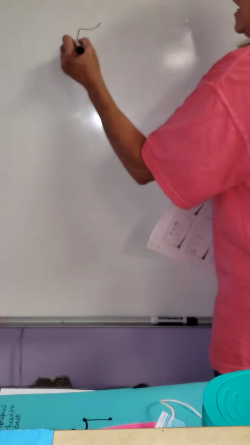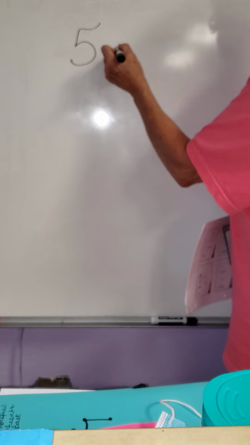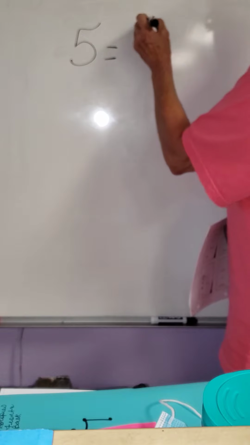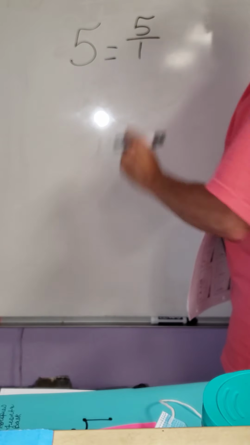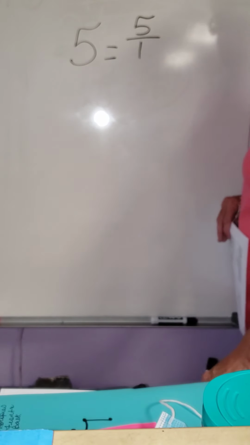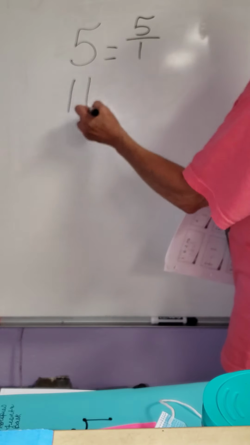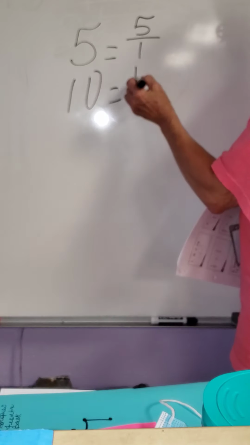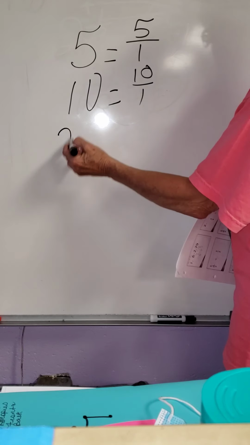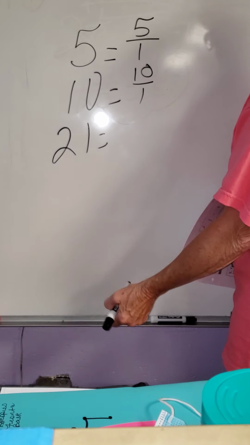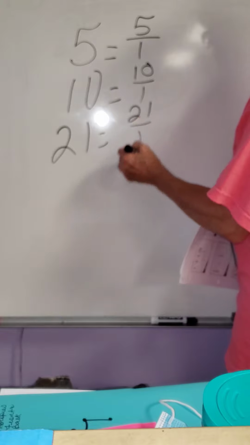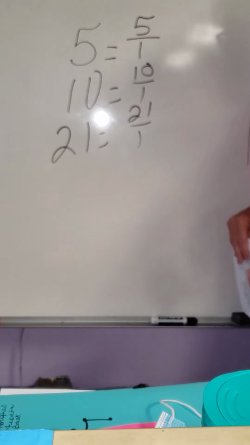Next is, how do you change a whole number to a fraction? You put the 5 in the top, and it's always 1 on the denominator. So it's 5 over 1. So simple. How do I make 10 a fraction? 10 over 1. How do I make 21 a fraction? 21 over 1. Everybody okay with that?